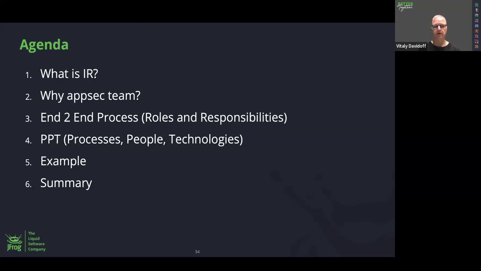We'll talk about the communications, all the channels we have to R&D teams and other people inside the organization, what technologies we can use, and the process itself. And I will provide short examples. Just a disclaimer before we start: since there is no standard way to incorporate the application security team inside incident response, it's my vision, or how we are doing it at JFrog. So that's important.